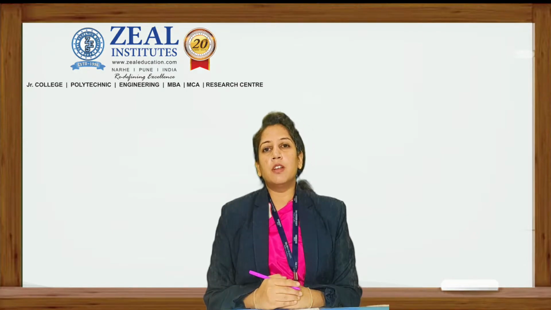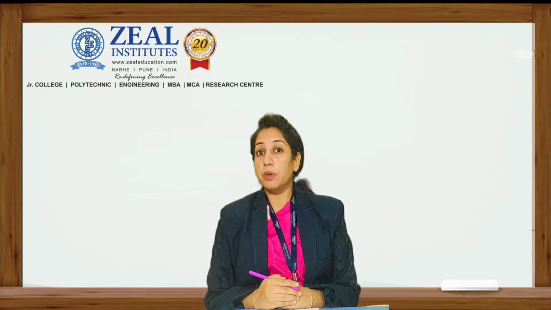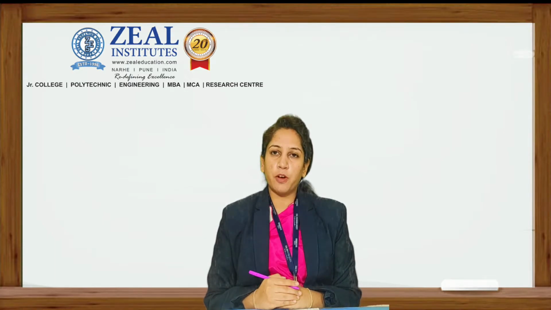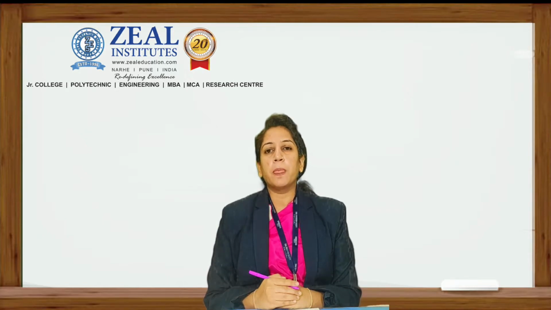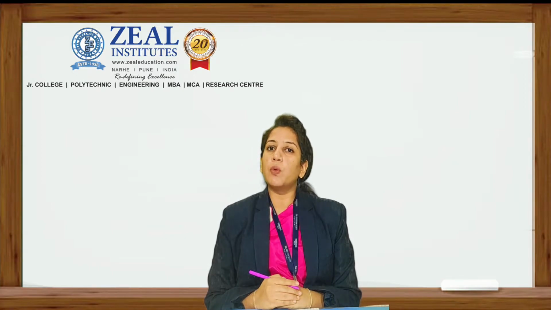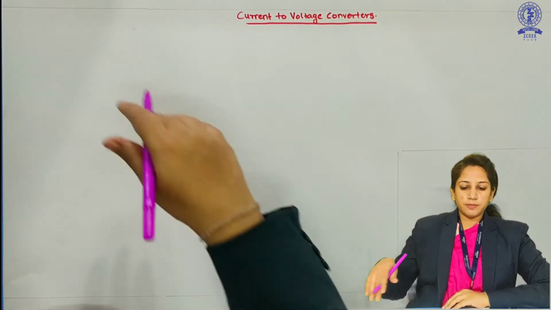Today we will learn how to convert current to voltage by using operational amplifiers. This is also one of the applications of operational amplifiers and is widely used in industrial applications. In this lecture we will see how the input current is converted to its equivalent output voltage. So now let's start with it.